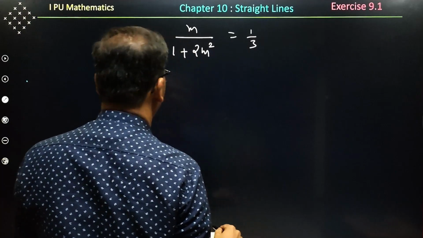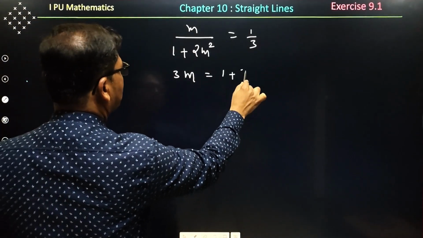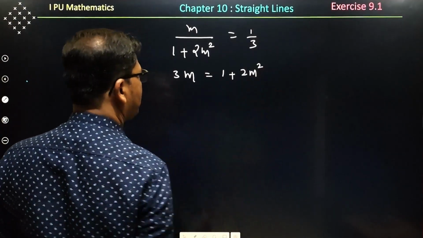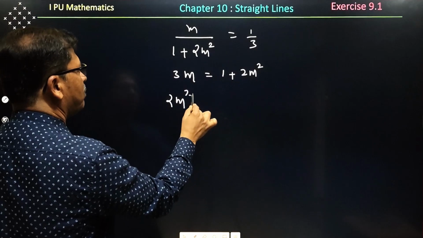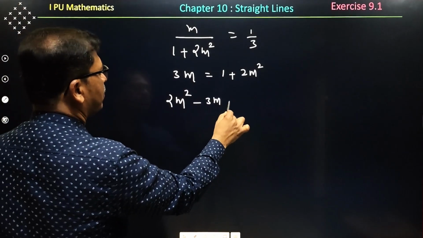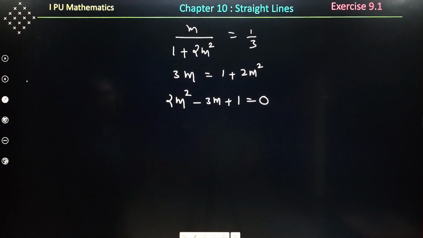Now you cross multiply. 3 into m is 3m, and 1 plus 2m square. Shift this 3m to that side: 2m square minus 3m plus 1 is equal to 0. Now it is a quadratic equation in m.